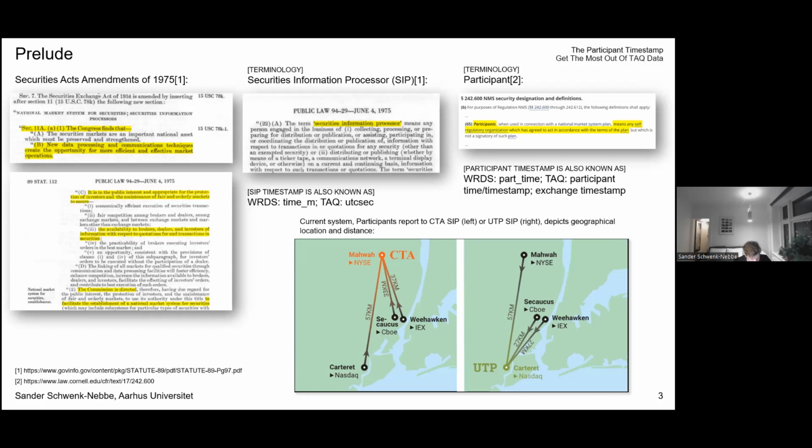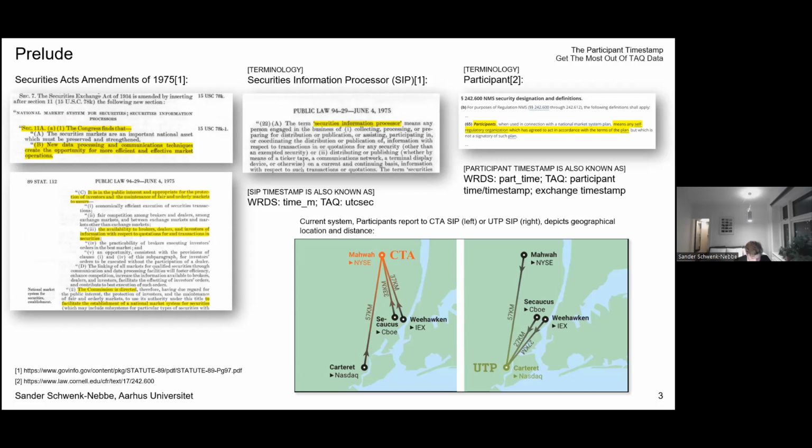When it is published or disseminated, it is timestamped with a so-called SIP timestamp. This timestamp is also known as time M in WRDS TAQ or UTC sec in raw TAQ. Now, the second timestamp is assigned earlier because it reflects the point in time the event occurs at an exchange. It is known as the participant timestamp in TAQ, or part time in WRDS TAQ. Participant here just means exchange. You can see the more formal definition up here from Reg NMS.